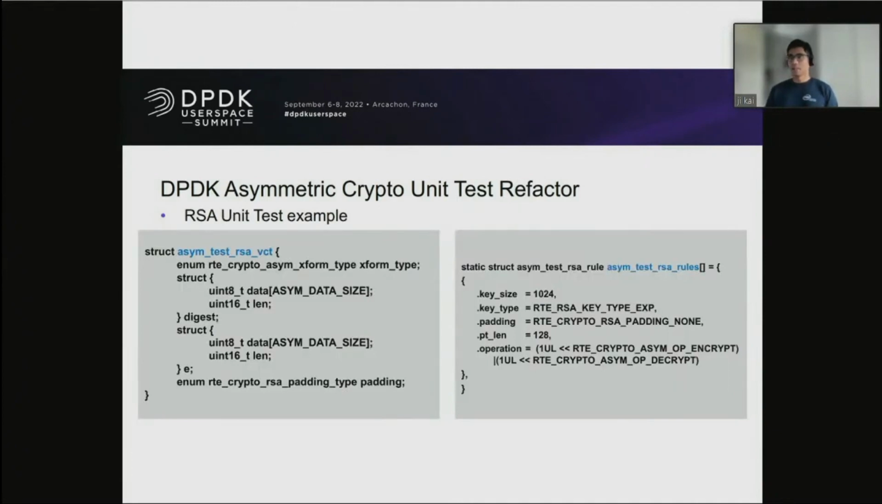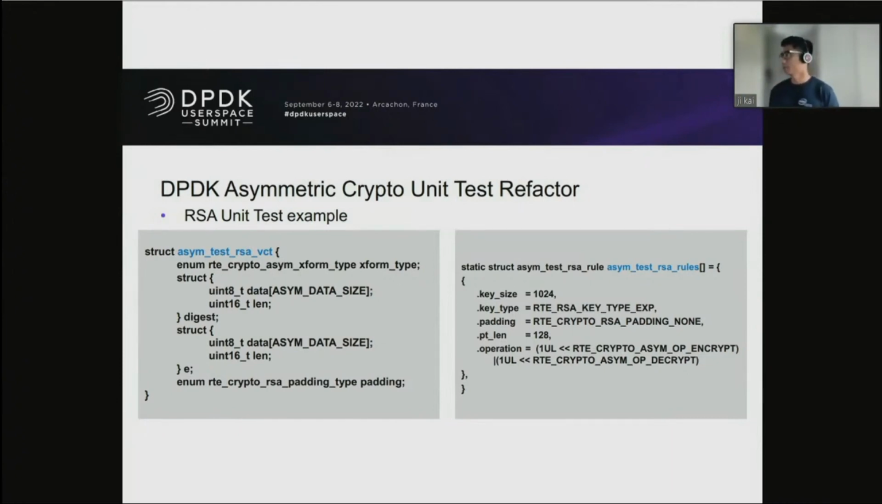This slide shows an example of the RSA unit test structures. Inside the RSA vector structures, we have the xform type and the E values. This is just a snapshot. The actual content will be much bigger. It will contain sign values, D, P, Q values for all the asymmetric usage for RSA.